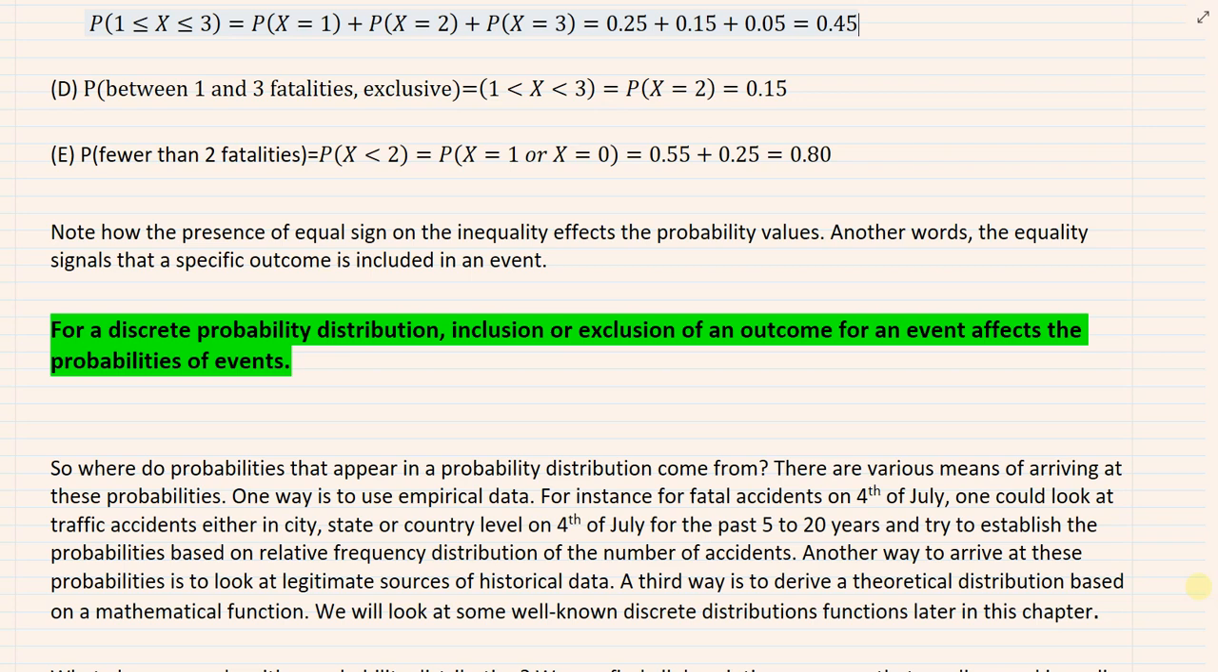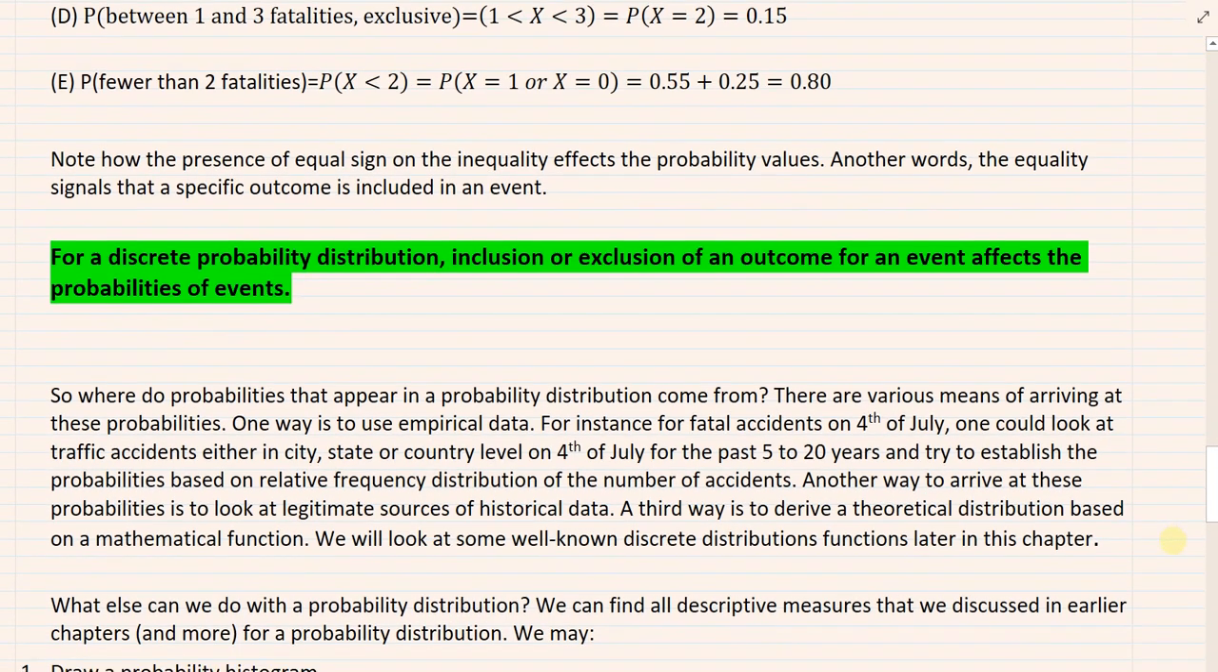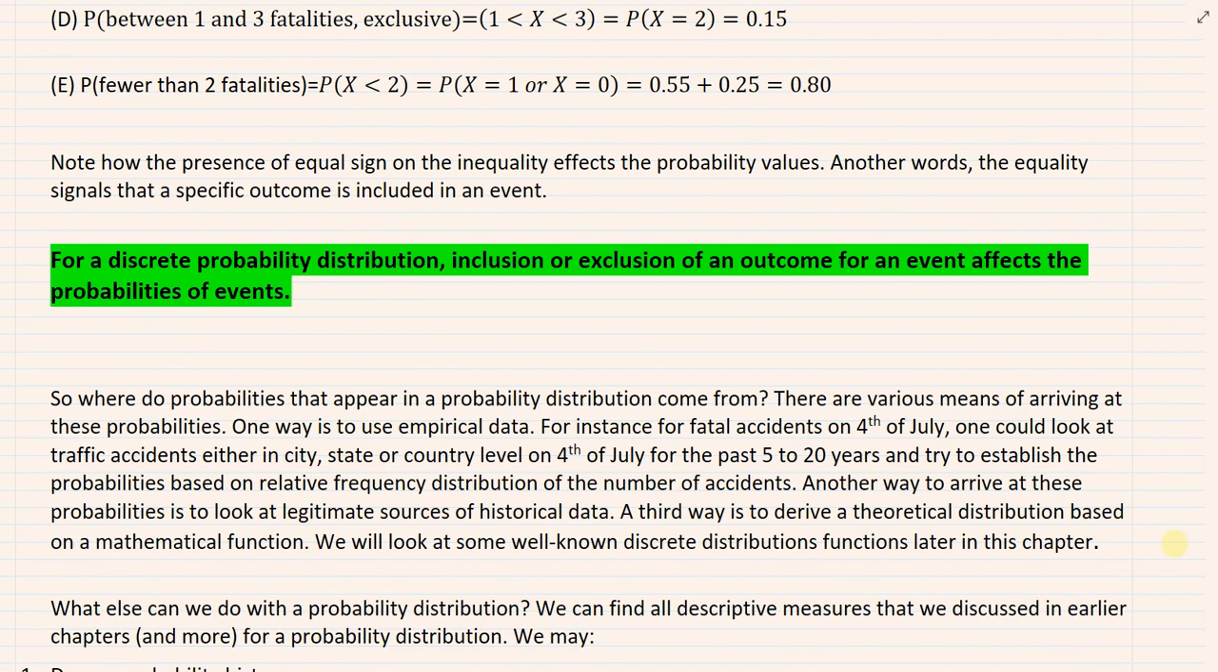Another way these probability distributions can come up is we can actually have a theoretical model, a function, if you will, a probability function, that is, which generates these probabilities for us. Okay, and we will look at some of these. There are quite a few well-known probability distributions, and we'll look at a couple of those later on.